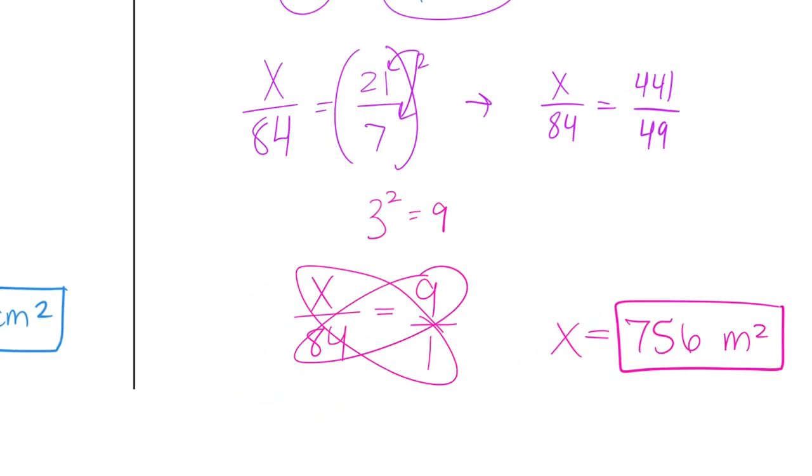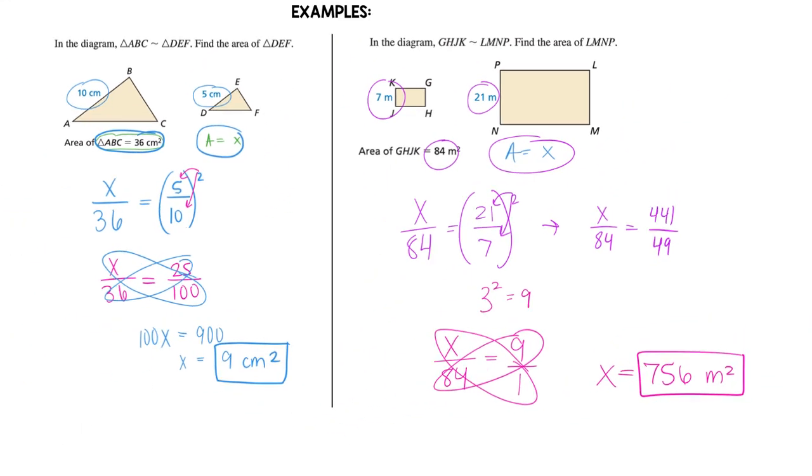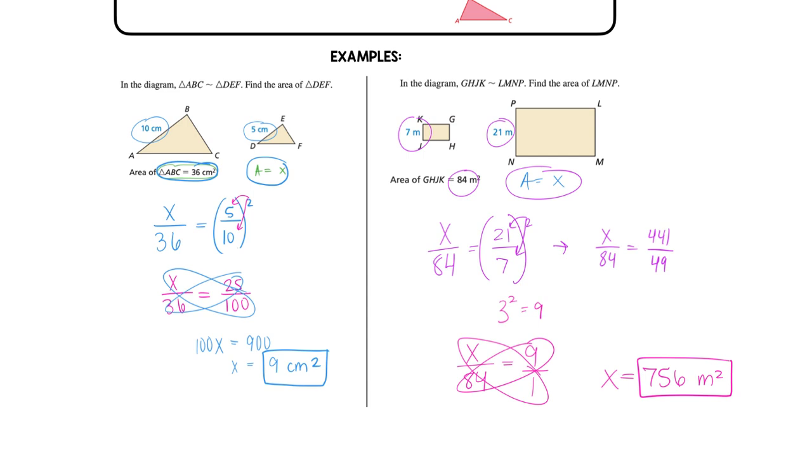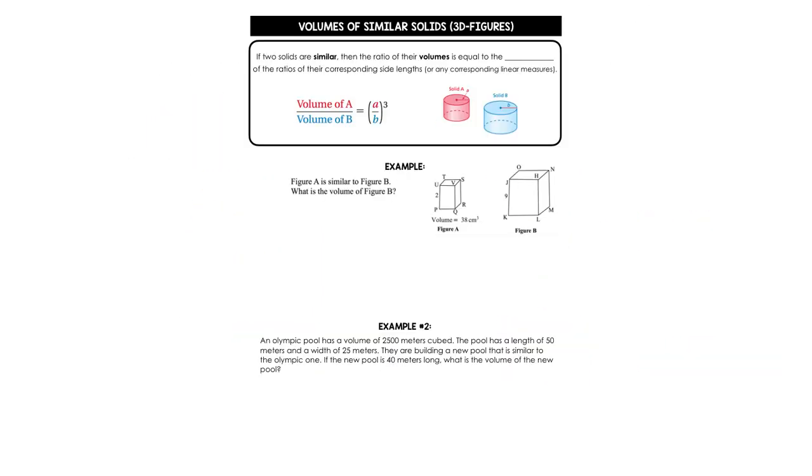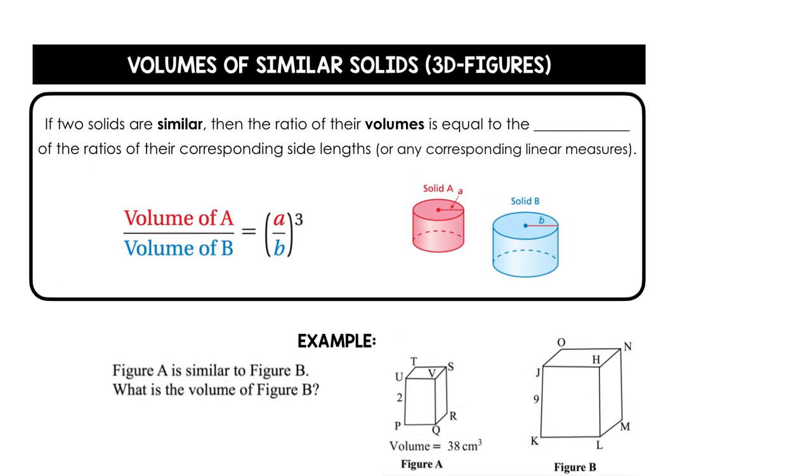Okay, and then finally with volume, volume is almost the same, except volume is a cubed dimension instead of a squared dimension. So instead of squaring the scale factor, we're going to cube it. So let's look at that last page here. So if two volumes are similar, then the ratio of their volumes is equal to the cube of the ratios of the corresponding side lengths. So this one's going to be very, very similar.